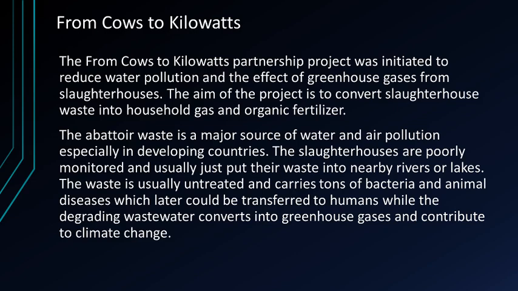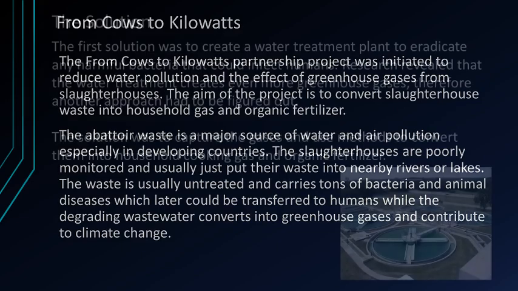Now, the abattoir waste is a major source of water and air pollution, especially in developing countries. The slaughterhouses are poorly monitored and usually just put their waste into nearby rivers or lakes. The waste is usually untreated and carries tons of bacteria and animal diseases which later could be transferred to humans, while the degrading wastewater converts into greenhouse gases and contributes to climate change.